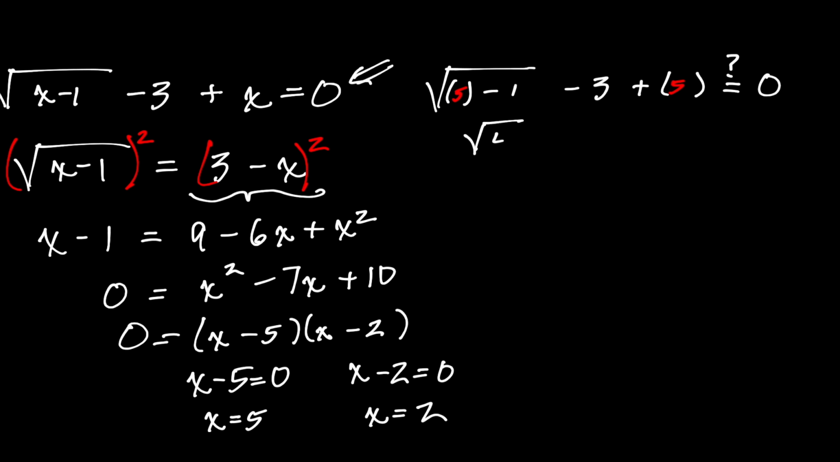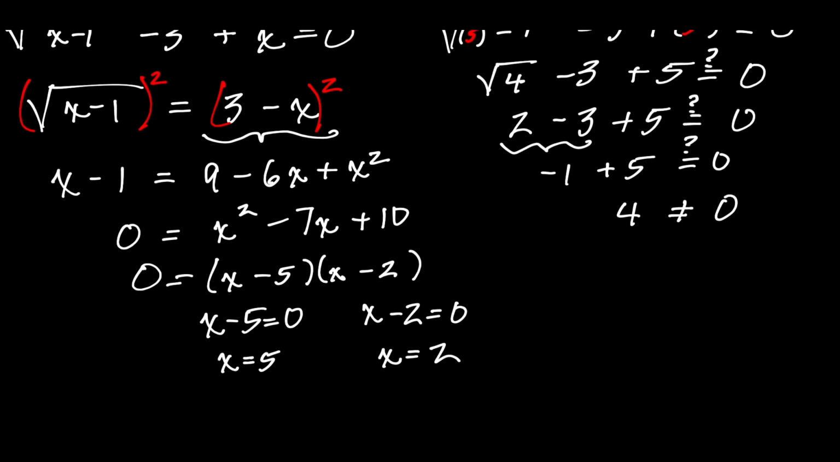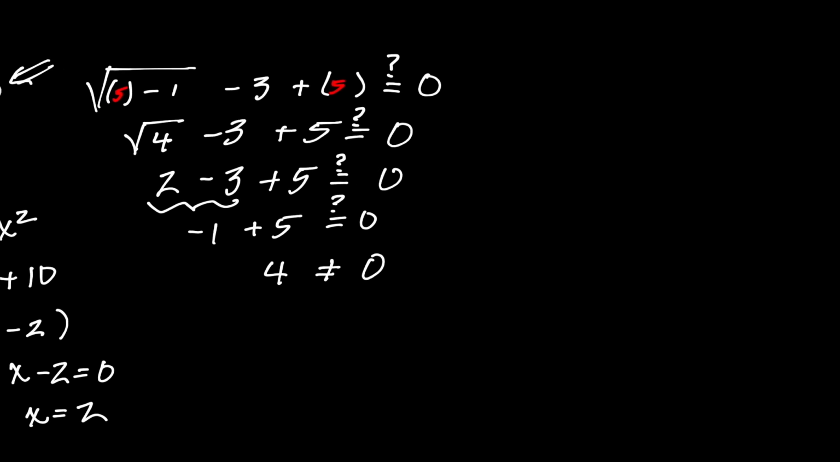So this would be the square root of 4 minus 3 plus 5. Is it equal to 0? So the square root of 4 is 2. We're going with the principal roots here because we're checking. So 2 minus 3, that's negative 1, plus 5. Is 4 equal to 0? The answer is no, it is not. So we were checking the 5. That means x equals 5 is not a solution. So the other one must be a solution.